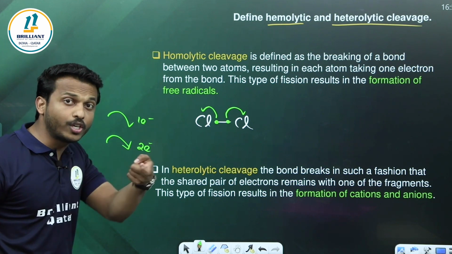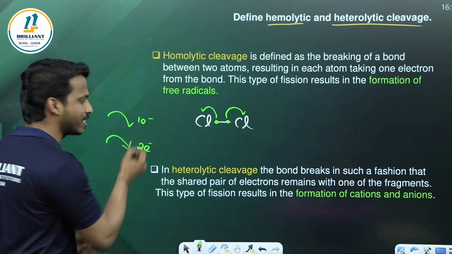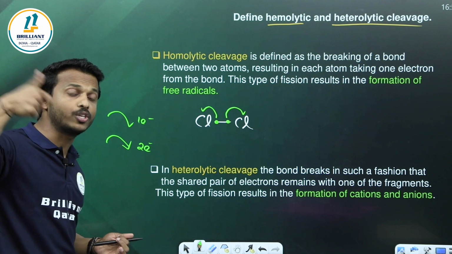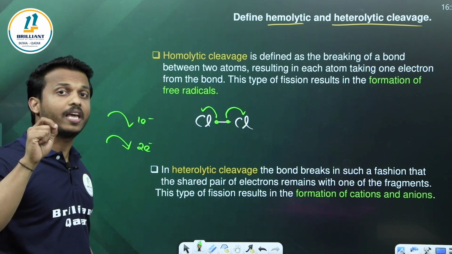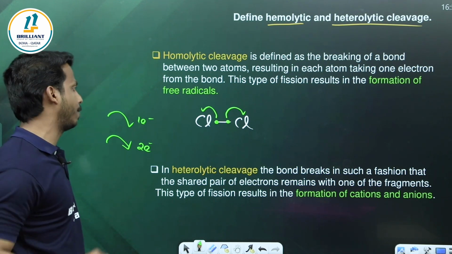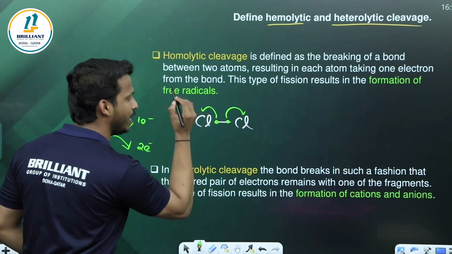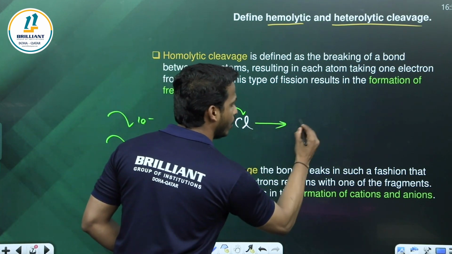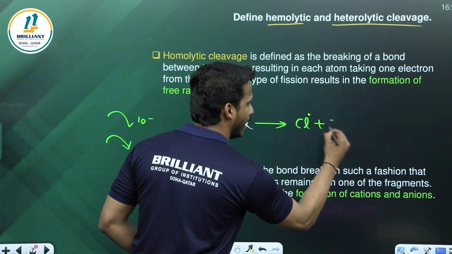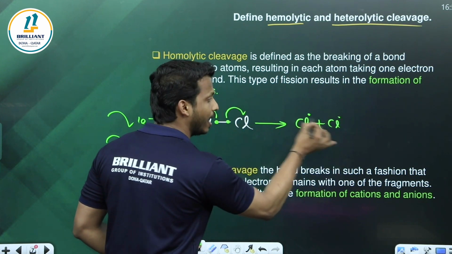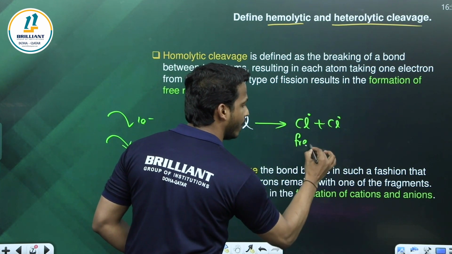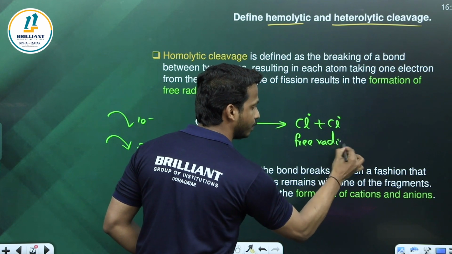This is called fish hook arrow representation. It's just like our fish hook, right? It indicates the movement of just 1 electron. Keep in mind, 1 electron goes to Cl, 1 electron goes to the other Cl. You will get Cl dot, Cl dot. The dot, an odd electron species, is what we call a free radical.